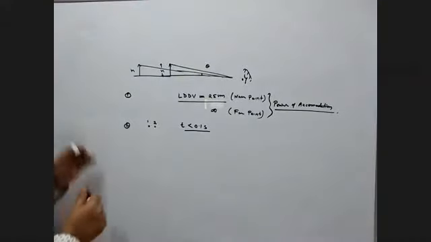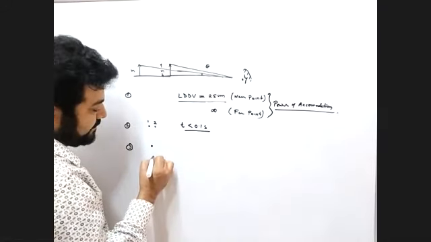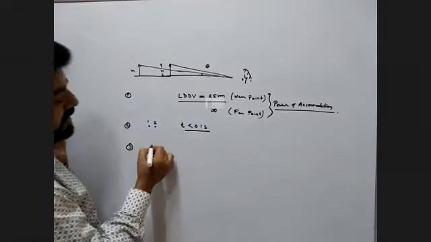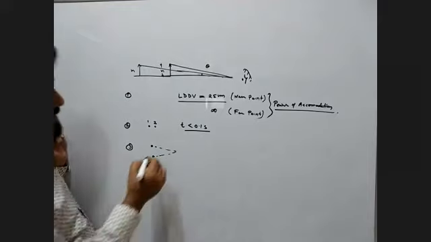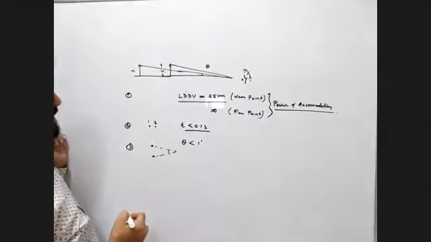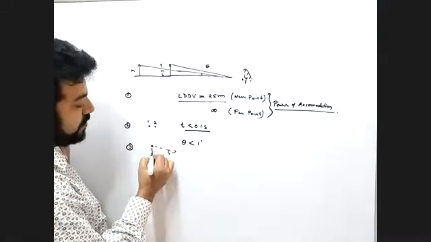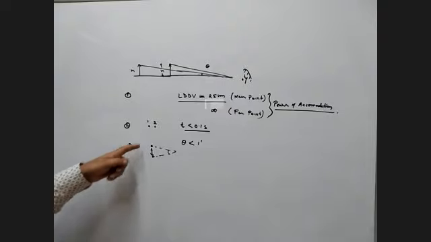Third thing is that if we have two separate objects, and if the angle between them is less than 1 minute, then we see them as a single object. I repeat, if the angle between the two objects is less than 1 minute, we can't distinguish them separately. माने ये दोनों सेम ही लगेगा.